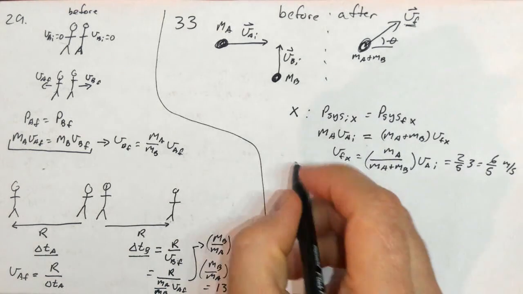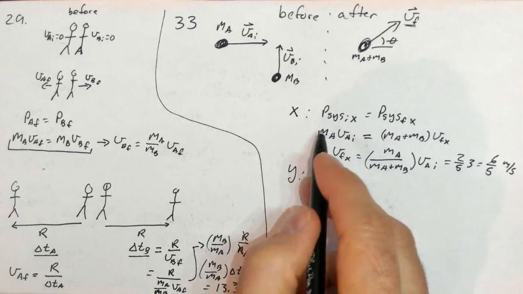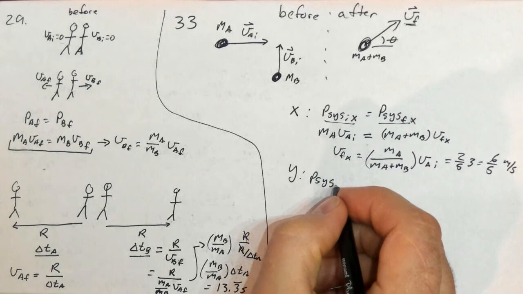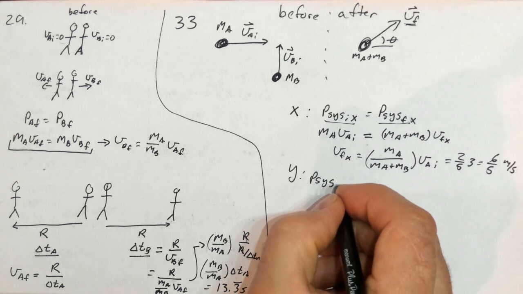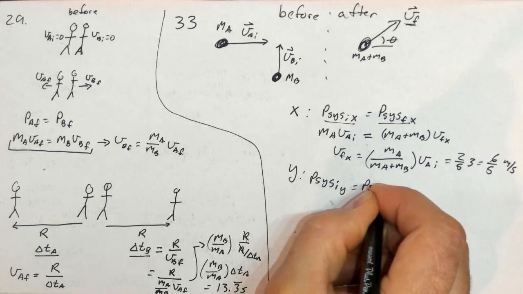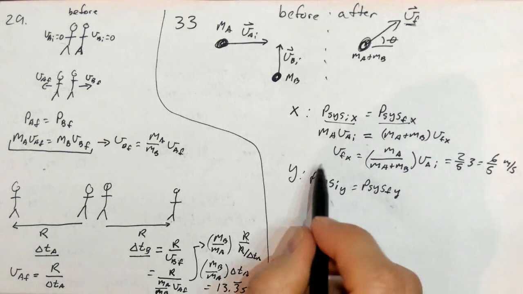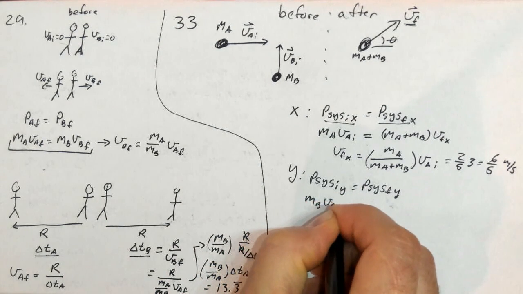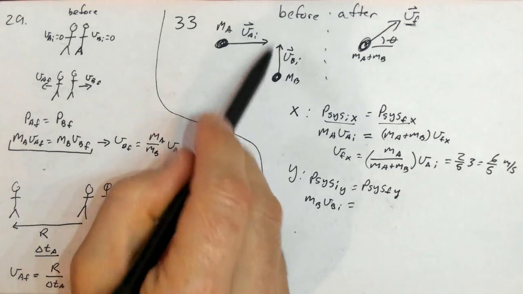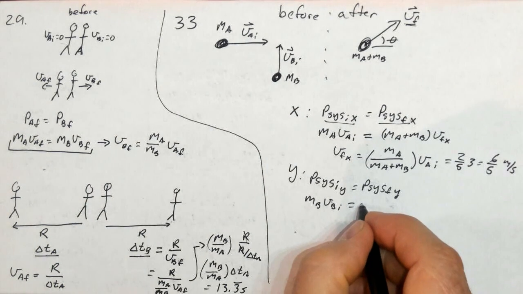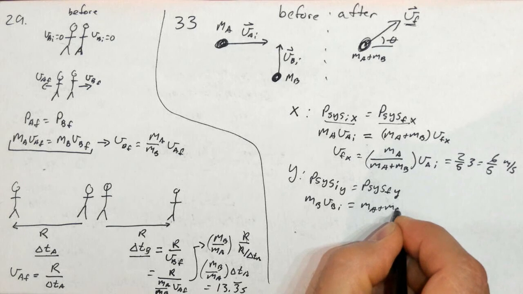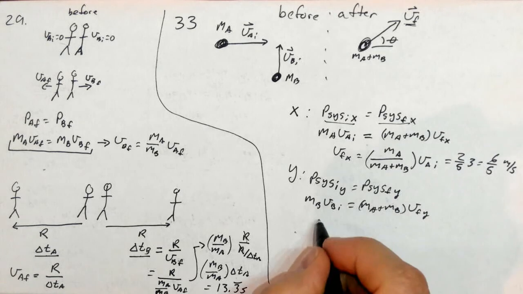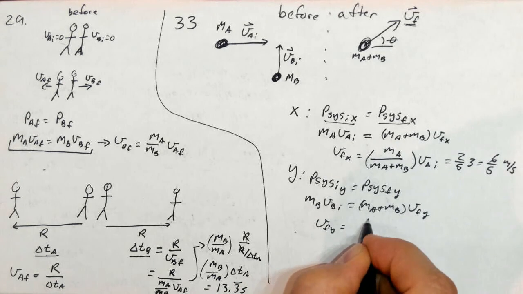Now we can do the same thing for y. There's P system initial y equals P system final y. Only in this case, the only thing with momentum in the y direction is B. So we have MB, VB initial. Again, it's no vector because it's all in the y. This will be MA plus MB, V final y, which we can solve for V final y in the same manner.